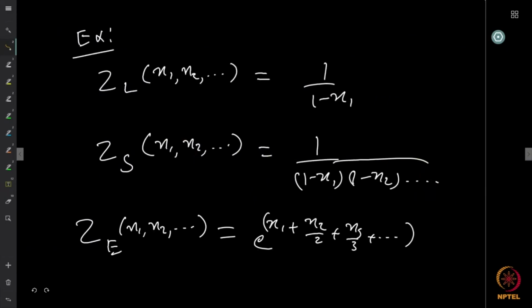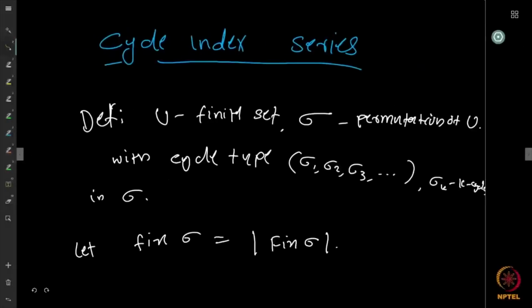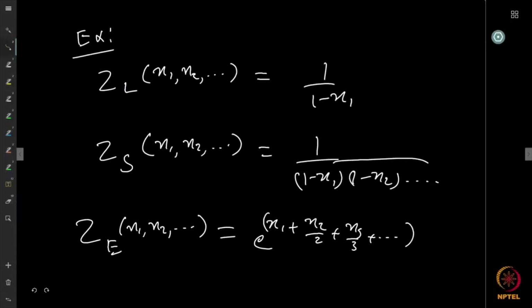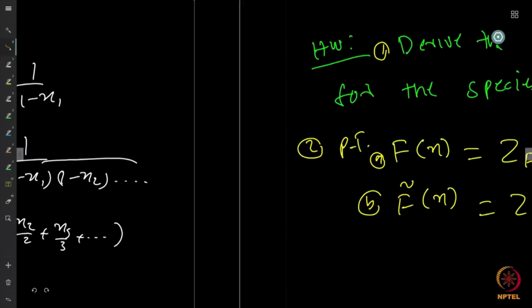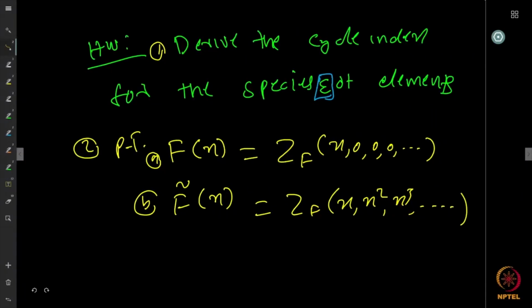Let's look at one example. Here, if you substitute, this is just x, so I will get 1/(1 - x), and that is precisely the exponential generating function for the linear orders.